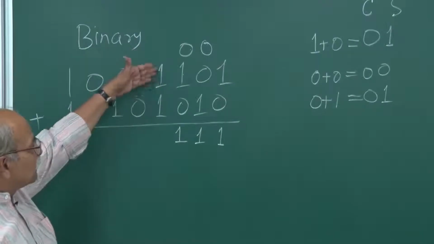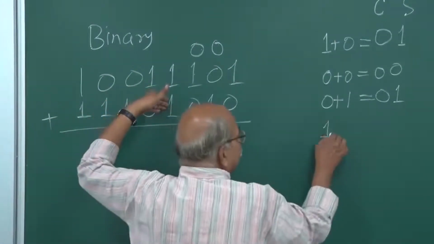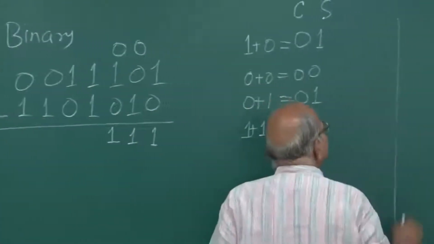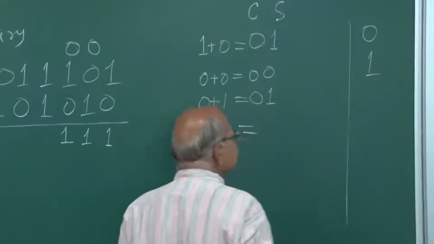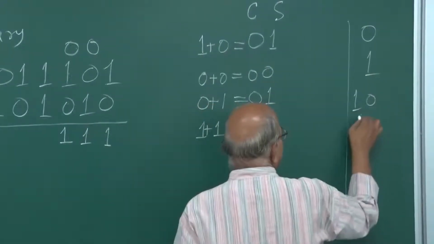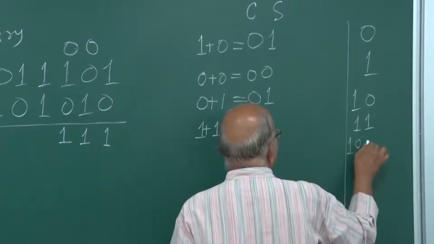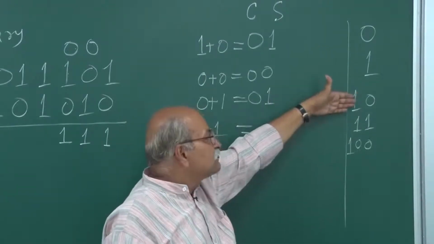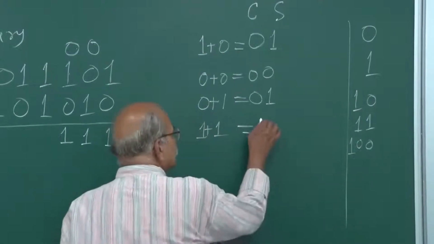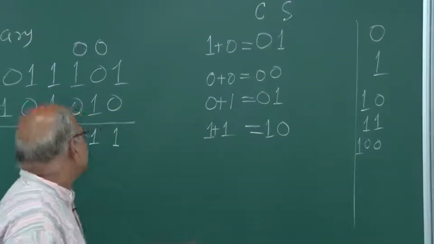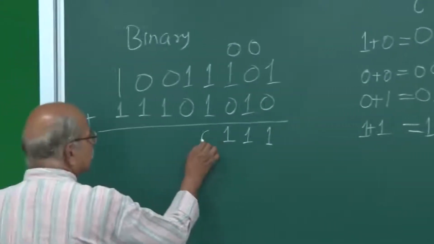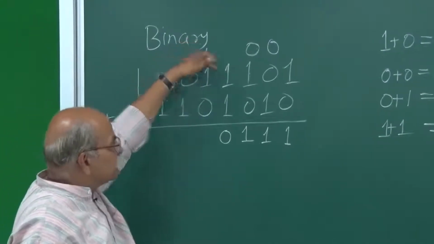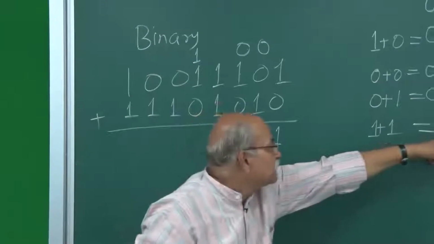Then comes 1 plus 1. Now what is 1 plus 1? The number next to 1 in our counting: we have one-digit numbers exhausted, then two-digit numbers exhausted, then three-digit numbers, and so on. So if I add 1 to this 1, I get the next consecutive number, which is 1 0. So that 0 is the sum and 1 is the carry. So I put the sum here and carry here. And then 1 plus 1 is again 1 0, and 0 is the sum and 1 is the carry.